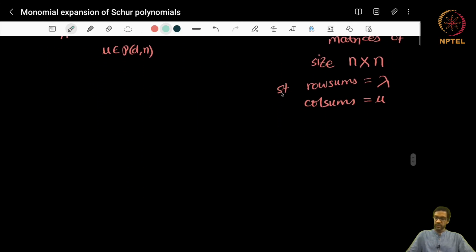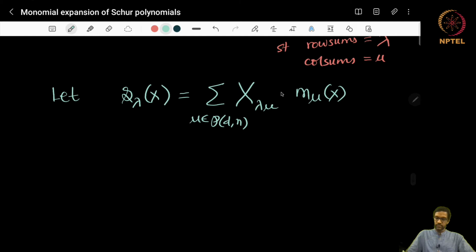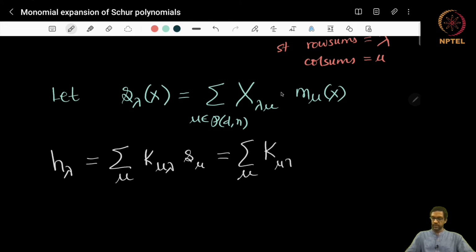What I mean is this: let's call that transition matrix something. Let's define, when you write s lambda in terms of the monomials m mu, let's call these coefficients capital X lambda mu. So suppose that's what it is, then here's how you would relate the three. You know the relationship for h lambda of x, where I suppress the variable x here. h lambda is the sum over mu of K mu lambda s mu, and how do you write s mu in terms of the monomial symmetric functions? I have to use my capital X here.